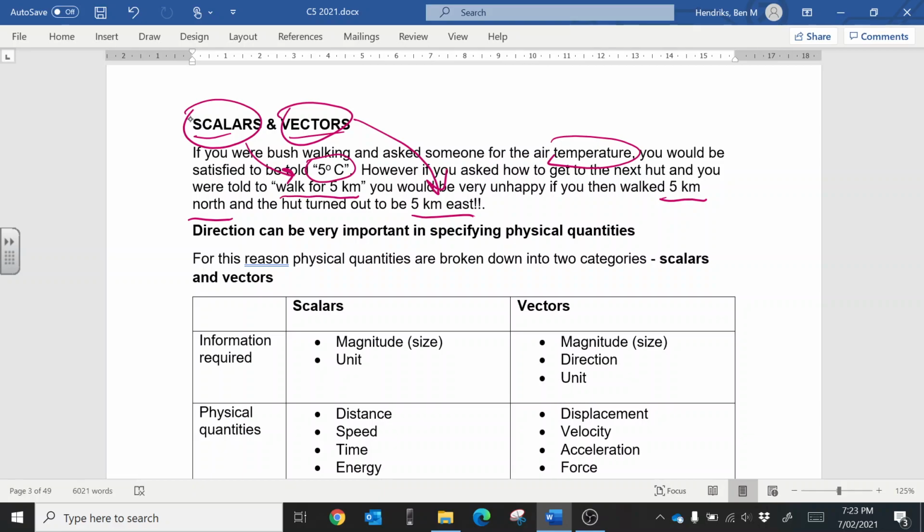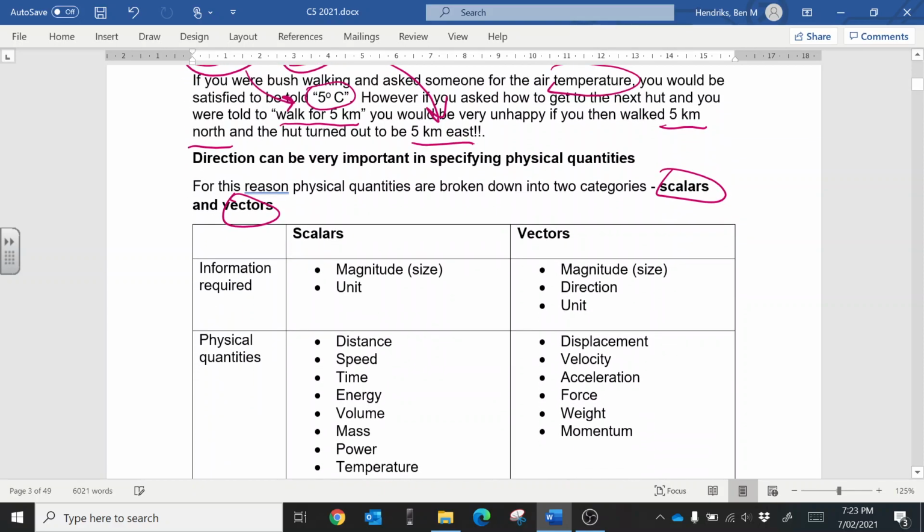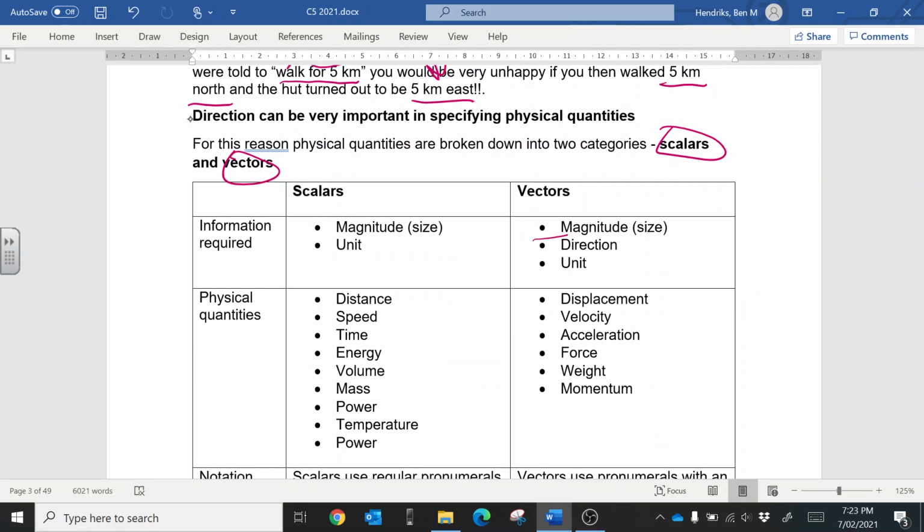For this reason, physical quantities are broken down into two categories, scalars and vectors. The main difference between scalars and vectors is that vectors have a direction, just like in the example up above, whereas scalars have no direction. They just have a magnitude. Magnitude is a size and a unit. But as you see over here, vectors also have a size and a unit as well.